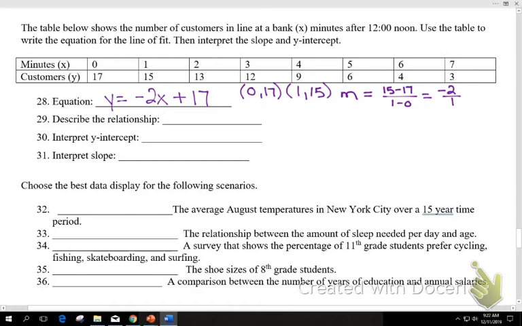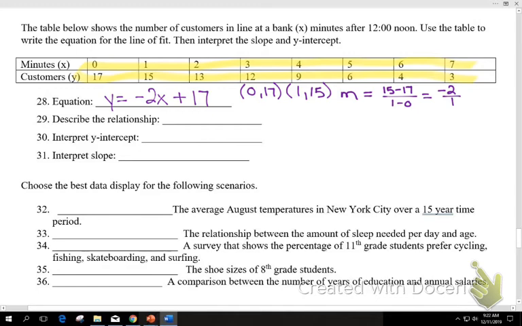So now describe the relationship. This is a separate question on your midterm. As the x values increase, you don't have to put it on a scatter plot to be able to describe it. As the x values are increasing, what's happening to the y values? They're decreasing. So if the x value is increasing and the y value is decreasing, what kind of relationship is that? Negative. That's a negative relationship.